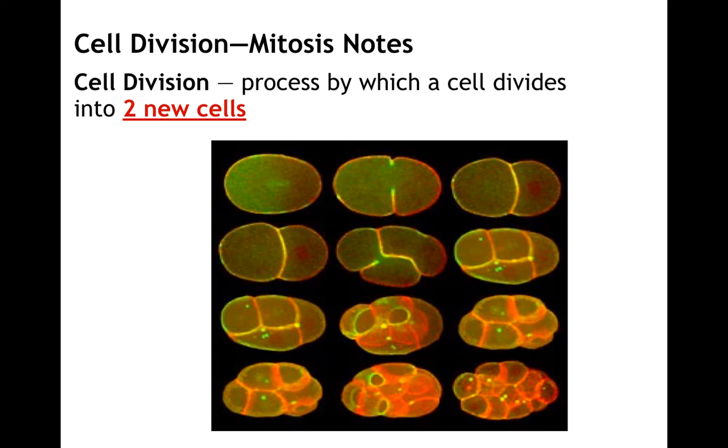Okay, so cell division or mitosis notes. Cell division is the process by which cells divide into 2 new cells. So in this image you can see we start with one cell right here. And then we can start to see it divide into 2 cells. And these 2 cells then start to divide, right here it's dividing into 3, kind of going into 4 cells and so on until we have multiple cells.